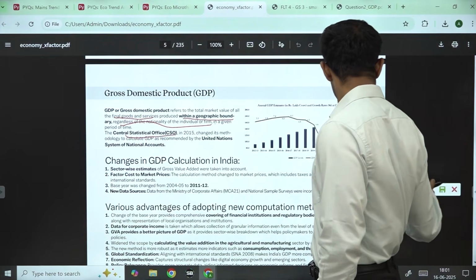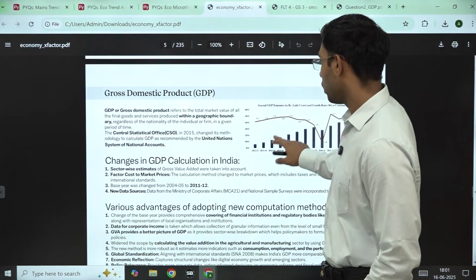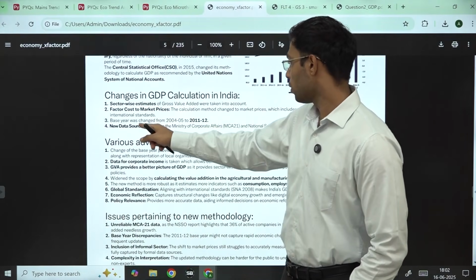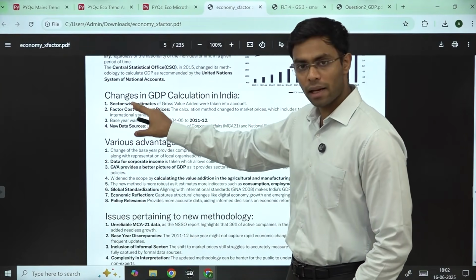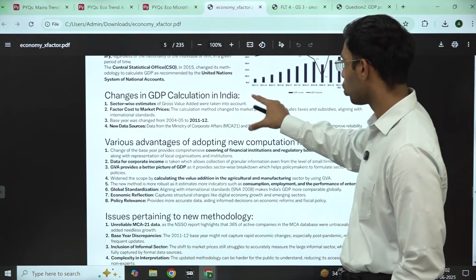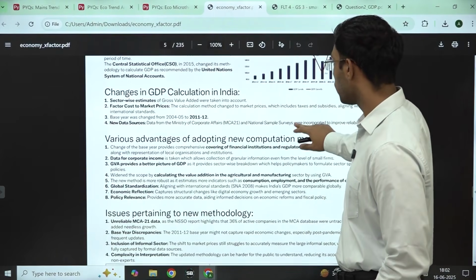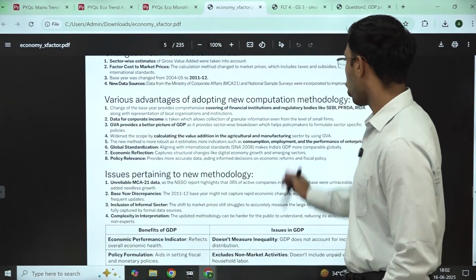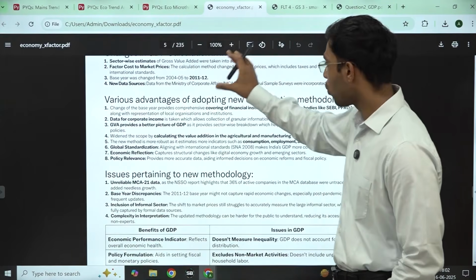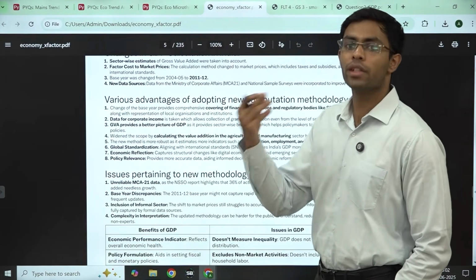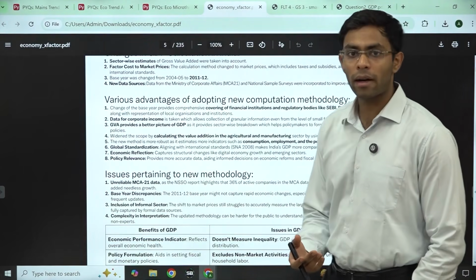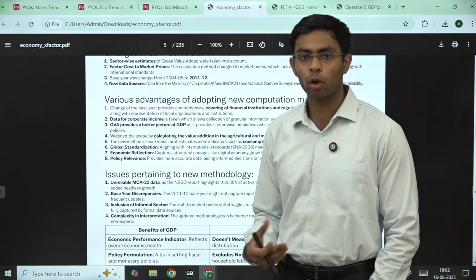CSO. Then what are the changes made in GDP calculation? This is a sort of point that you can get. This is an analysis. This is a run through those things that you must know. What were the different advantages of adopting the new computation methodology? So once you know what changes have been made, a question can be asked, how is it helpful? If you change something, there is some anticipation of good things going to happen, right?